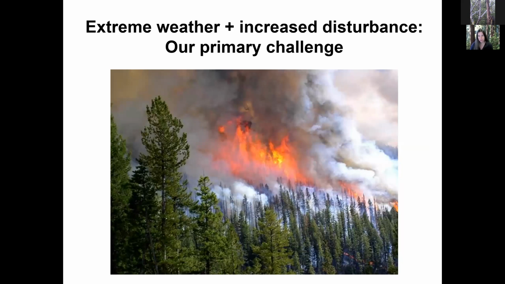So those are some of the direct effects of climate change on species and forests, but we know that increased disturbance, those indirect effects, are going to be a major impact on ecosystems. They're really going to be the drivers of ecosystem change with climate change.